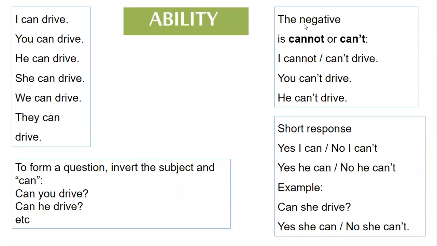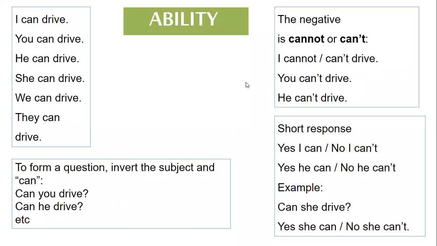Okay, let's see with the negative form. I need a volunteer. Who wants to read the negative form? Okay, Mari, thank you. Please, go ahead. The negative form is cannot or can't. I cannot drive. You can't drive. He can't drive. Thank you so much. This is for negative. I cannot, or if you want, you can say I can't. I cannot drive or I can't drive. You can't drive or he can't drive.